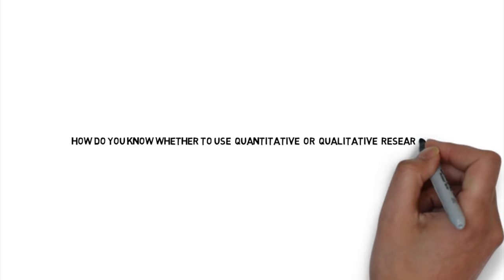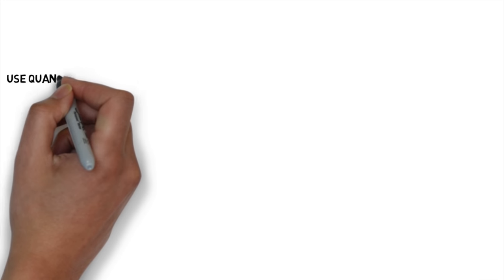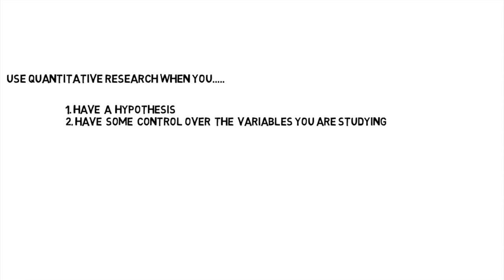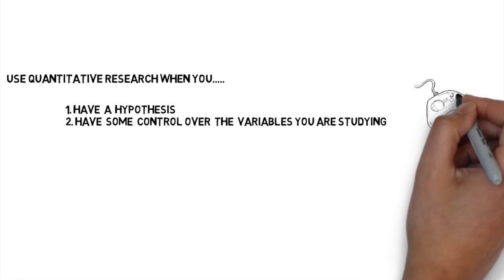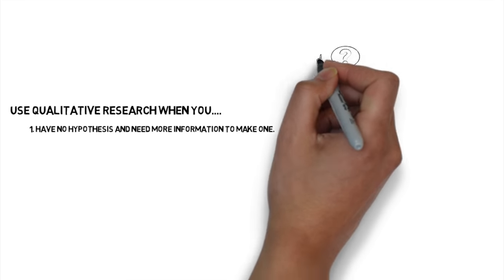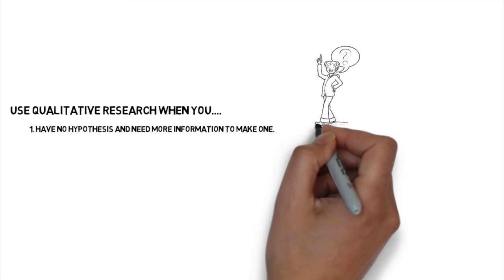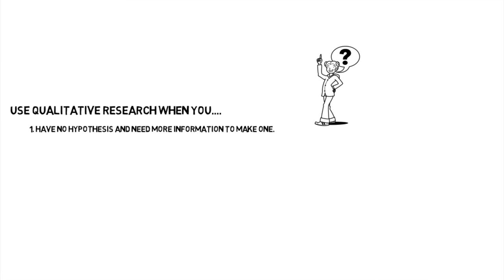So, how do you know when to use which research method? You should probably use quantitative if you already have a hypothesis or a prediction, and you have some control over what you are studying. For qualitative research, you probably need about three scenarios. First, I would use qualitative research if I did not have any hypothesis and need to get more information even to construct one.